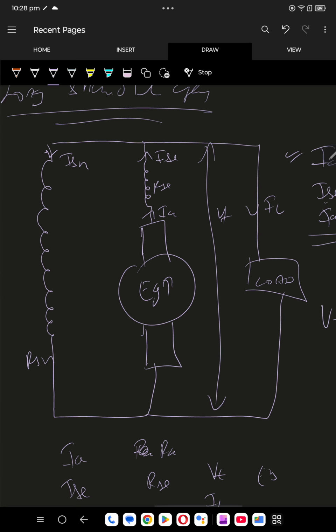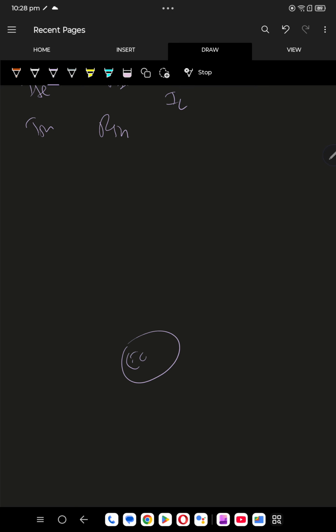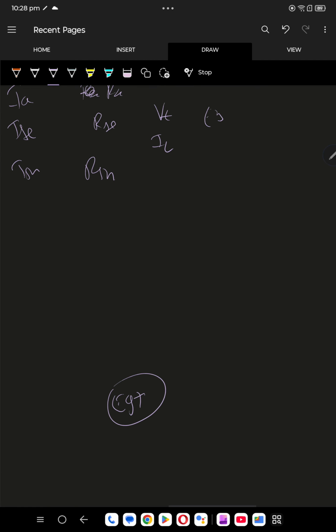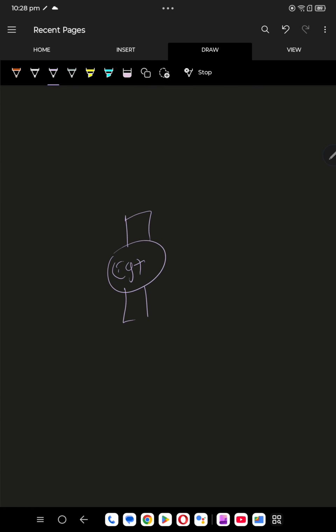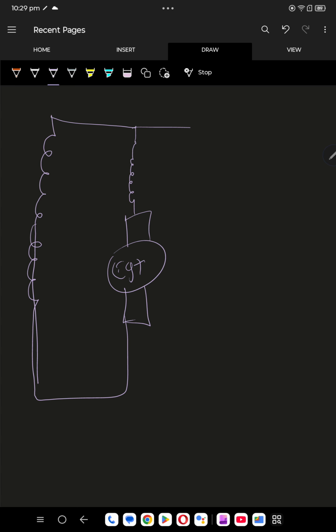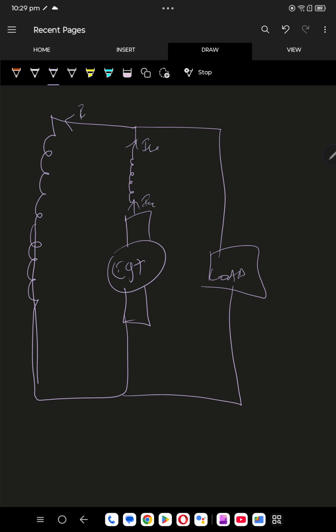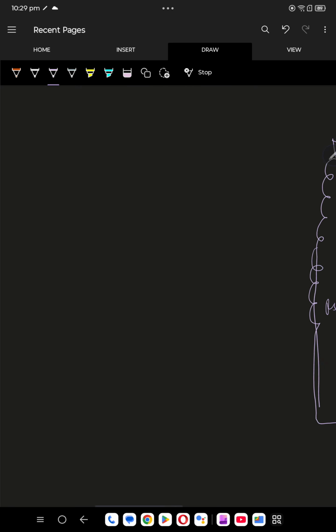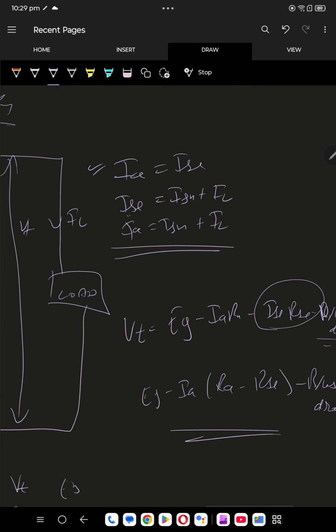Now this is clear. Diagram once again we'll practice. EG, series also should be there. This is long shunt. So this is going to be IA, ISC, ISH, RSH, RSC, VT, IL. Done? Okay. And I have already explained this. So I hope this is clear. Current equation, voltage equation done.